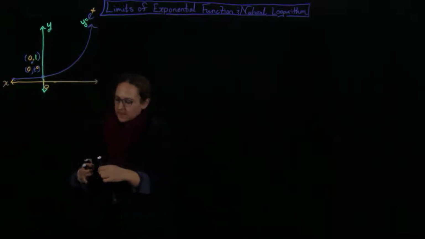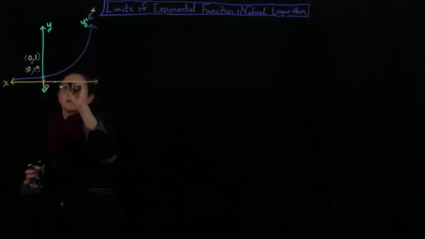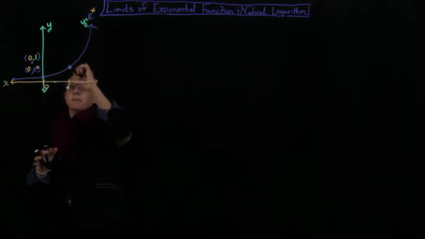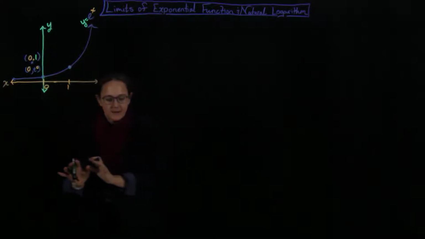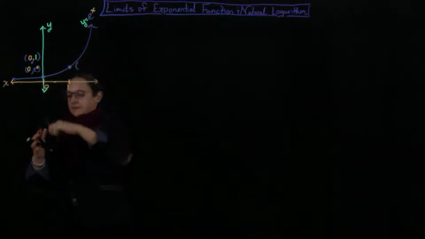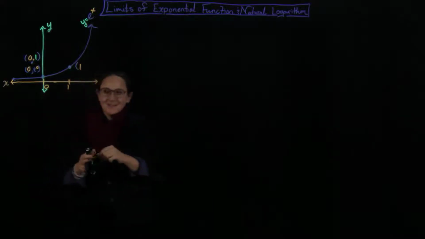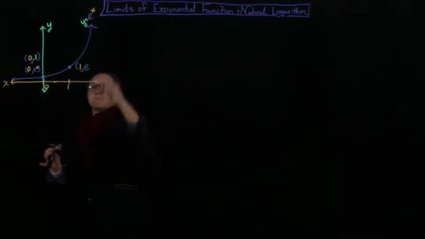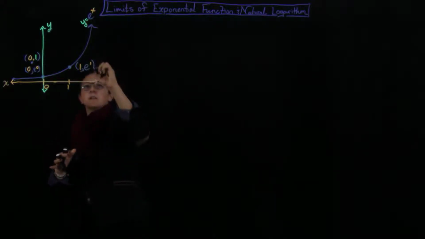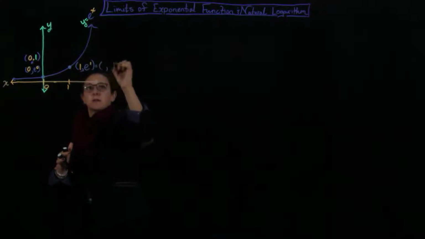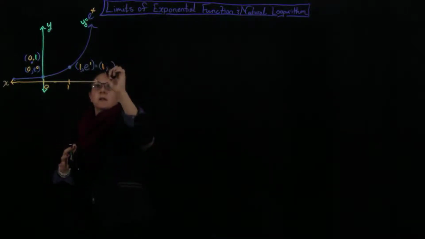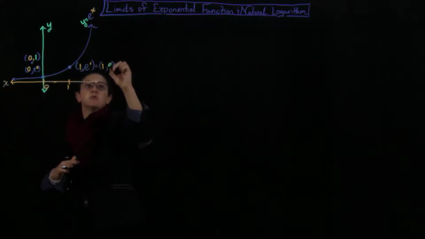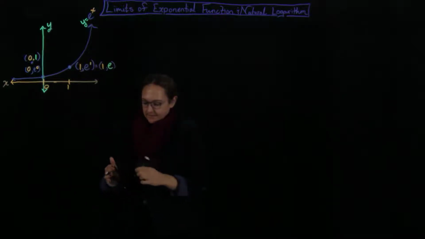Another one to look at is what happens when I put in 1. I'm going to get a point right up here. What do we know about that point? The first coordinate is 1, and the second coordinate is what I get when I put it into the function, so it's e to the 1. And what is e to the 1? That's just e. So my second coordinate is e. So here are 2 points that are on this graph, to give ourselves a little perspective.